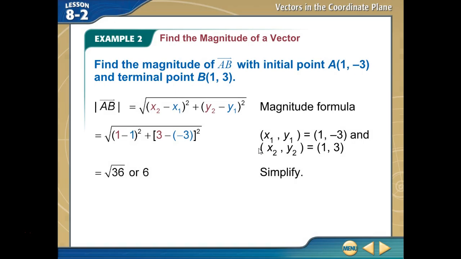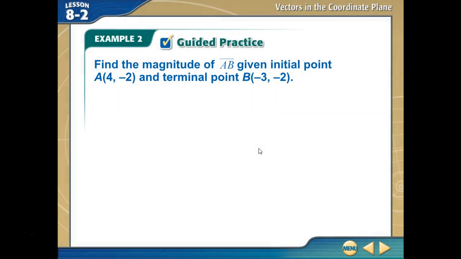All right, so again, same idea. We have A and B. We need to make sure that A, since it came first, becomes x1, y1, and then B becomes x2, y2. We drop those values in, we plug them into the distance formula, and then when we simplify, we get a value of 6. There's our value. Okay, so you're going to pause at this point, and you're going to find the magnitude of that vector. And again, it's just an application of our distance formula for those two coordinates.